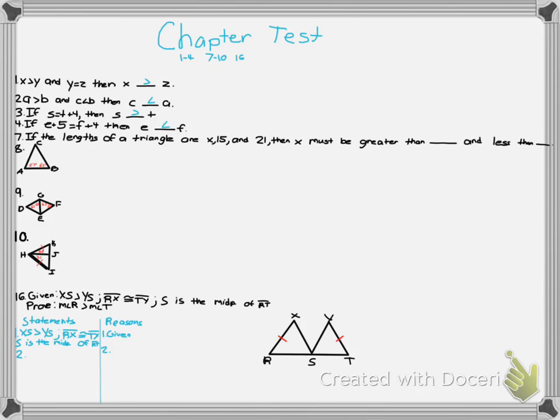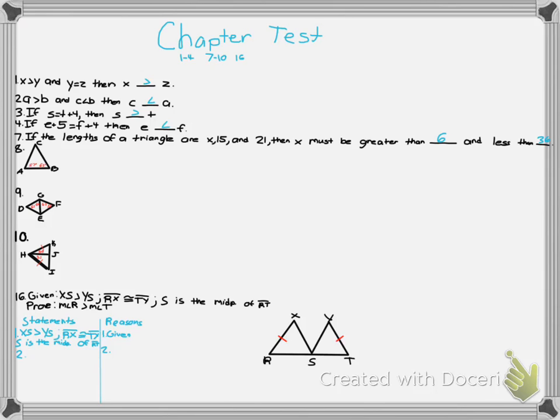So, it must be greater than, to find out it must be greater than, we would take the difference of the two sides. So 15 and 21, the difference of that would be 6. And it must be less than, to find out we add the two sides together, and that would equal 36.